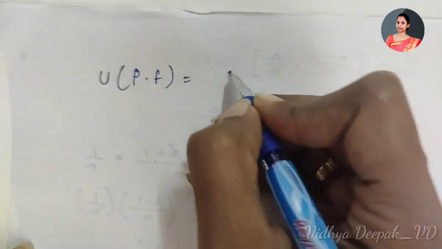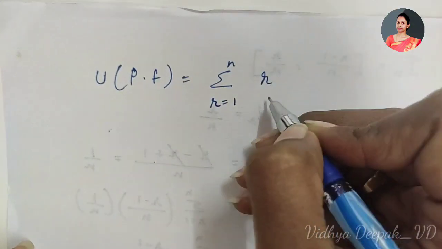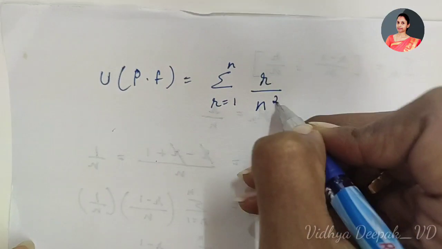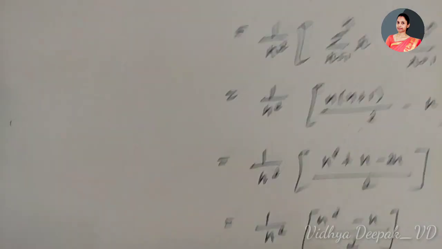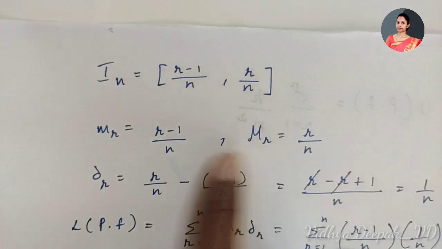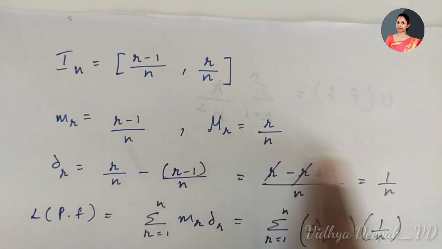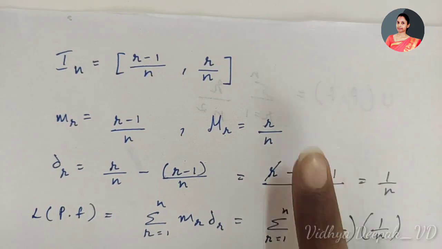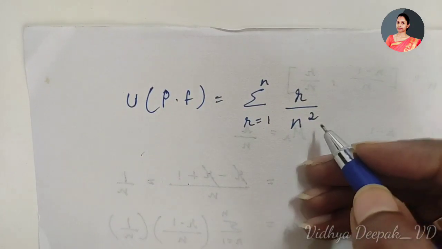UPF is equal to sigma r is equal to 1 to n of r by n squared. Check this out. What was our MR? It was r by n. What was our delta r? It is 1 by n. So r by n into 1 by n gives you r by n square, right? So directly I am writing r by n square after applying the formula.